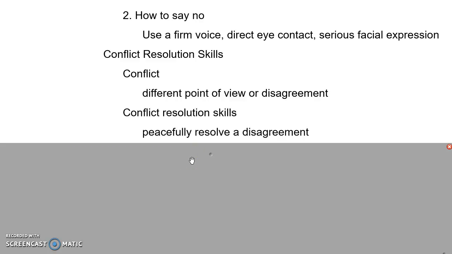When it comes to the actual resolution skills itself, you must be able to peacefully resolve a disagreement. It doesn't mean that you resort to fighting and arguing just to resolve it. Yes, you may have a disagreement. Yes, you may argue a little bit, but as the saying goes, you must use a calm and cool head to actually resolve that situation.